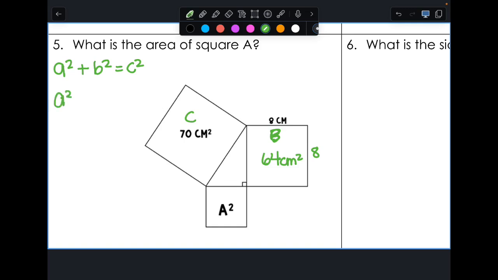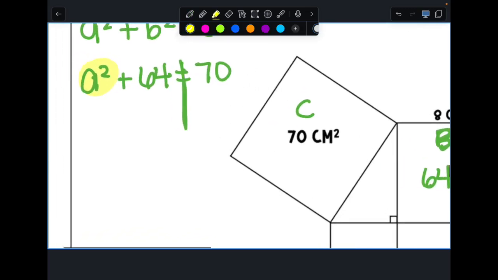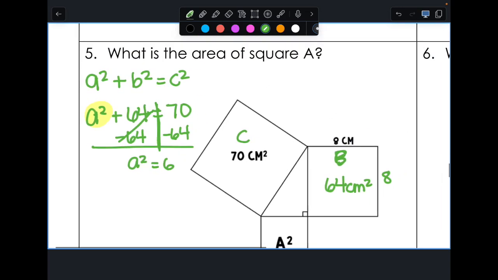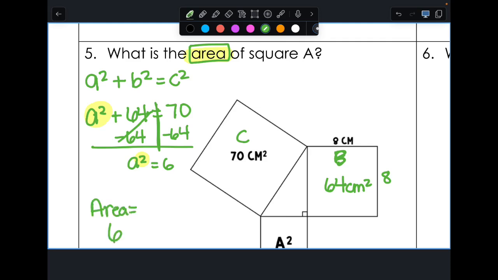All right, let's substitute. We don't know what A squared is, so I'm going to write that down. B is 64, and C is 70. Now notice, we're not missing C, we're missing A, so how do I move the 64 over? Minus 64. And 70 minus 64, 6. Now, do I need to take the square root of that 6? No, they want the area, and area is a number that is squared, which it still is. So area is 6 centimeters squared. Questions?